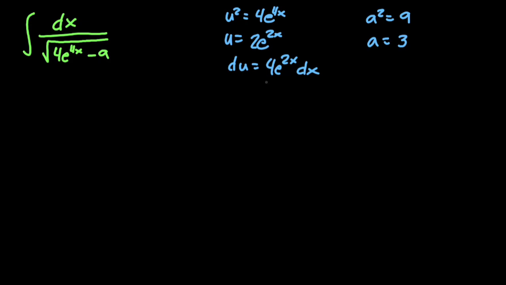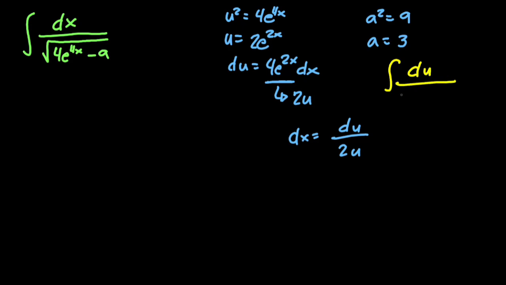We can assign 4e raised to the power of 2x as 2 multiplied by u, because 2 multiplied by 2e raised to the power of 2x is simply 4e raised to the power of 2x. And so, dx right here would be equal to du over 2u. So, this is according to formula number 3, which is the integral of du over u multiplied by the square root of u squared minus a squared.